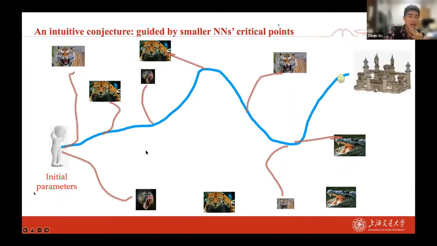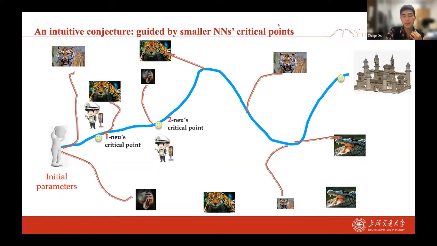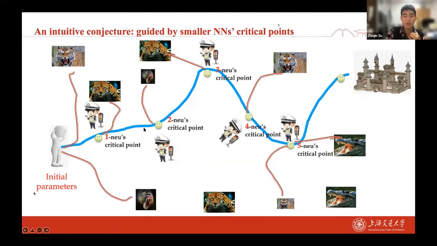Finally, I will use a cartoon to summarize our understanding of this hierarchy structure of the loss landscape. During the training of a neural network, you have initial parameters, maybe very chaotic, and the loss landscape is very complicated. But during the training, you have some guidance from the narrow neural network's critical points. Maybe first you will go to a one-neuron network's critical point, then to the two-neuron critical point, and so on. And maybe sometimes you will just pass through some middle critical point and go directly to some larger neural network. And finally, you arrive at your destination.